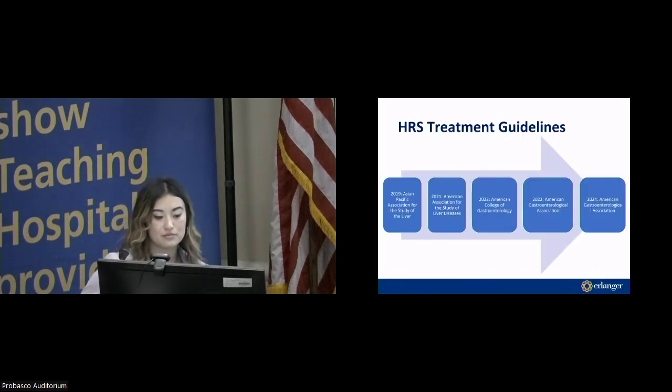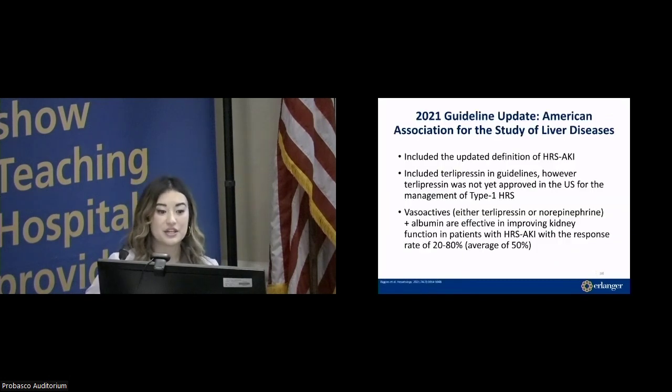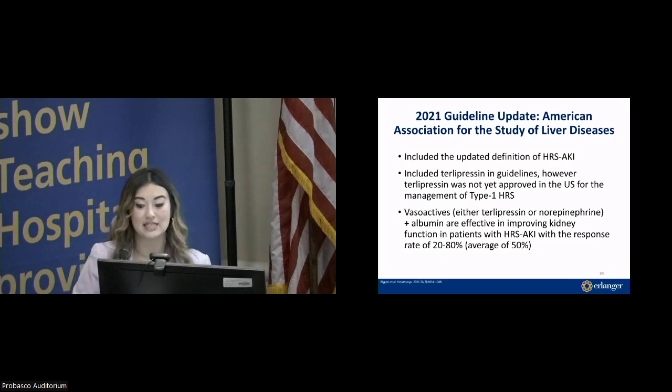Next, we're moving on to the 2021 guidelines, which included the updated definition of HRS-AKI and did include terlipressin. However, it had not yet been approved for the US at this time. The recommendation stated that vasoactives, including either terlipressin or norepinephrine plus albumin, were effective in improving kidney function. This was one of the most pivotal updates, as the recommendations provided included multiple impactful practice-changing trials.